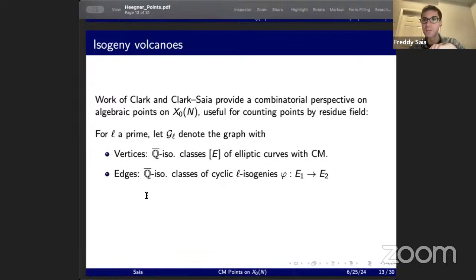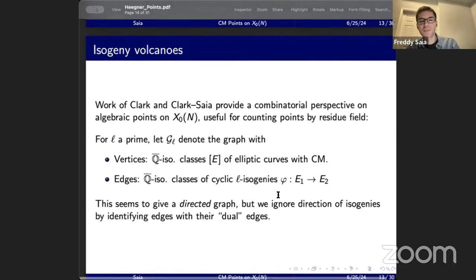Those will just vary over different connected components of this graph. This graph won't be connected. Edges between two vertices will correspond to classes of cyclic L isogenies between the corresponding elliptic curves, right? So each of these elliptic curves corresponds to a vertex. This is an edge between those two vertices in the graph.